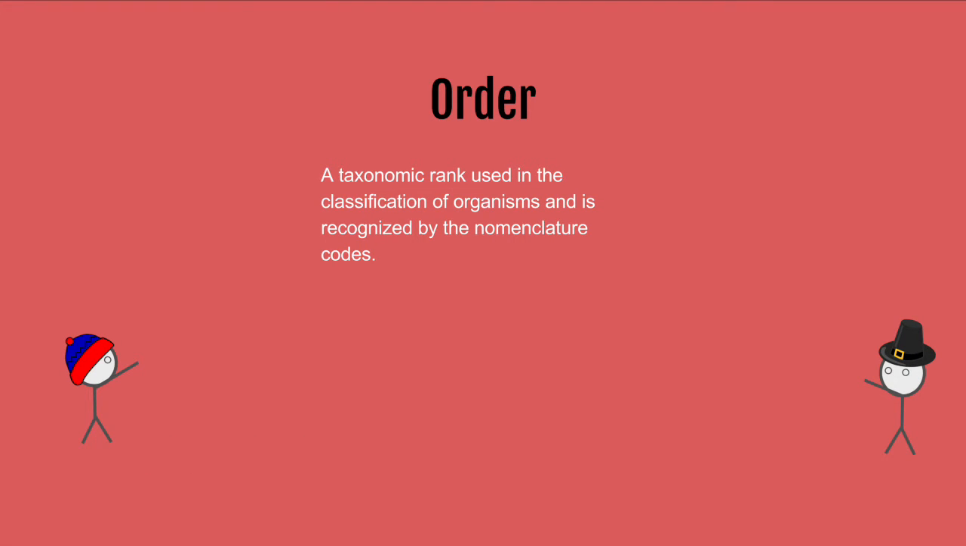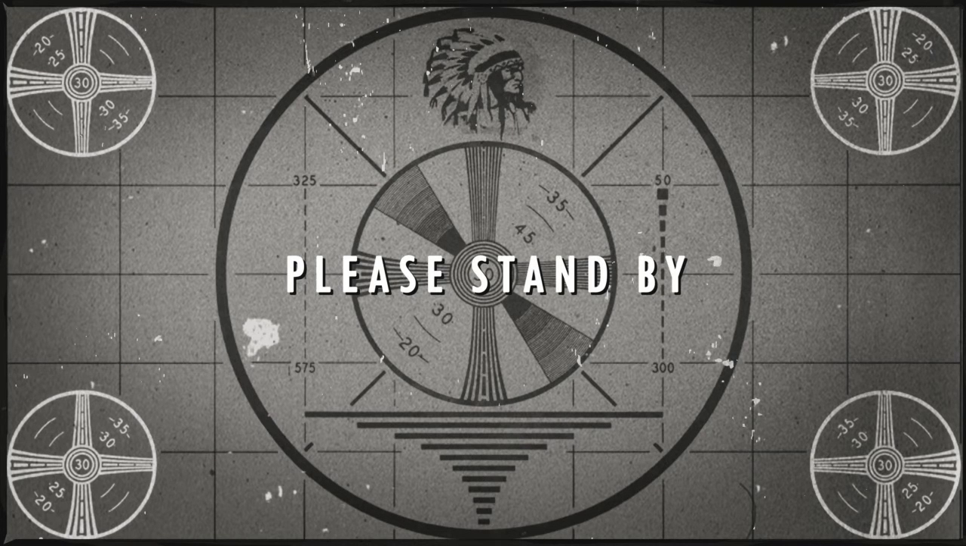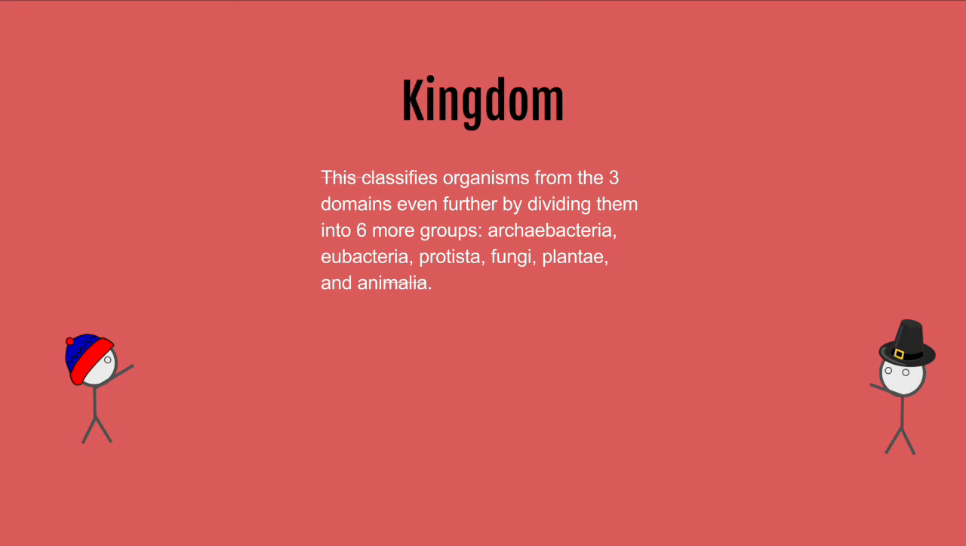Taxonomic rank used in the classification for organisms and is recognized by the nomenclature codes. After that, family would be... I said it as a question. Further by dividing them into 6 more groups: Archaebacteria, Eukarybacteria, Protista, Fungi, Plantae, and Animalia. Yeah, how do you say that? It's Archaebacteria, Eubacteria.